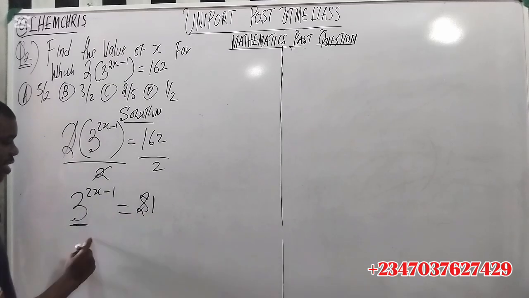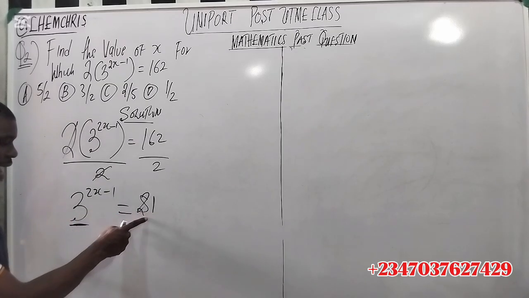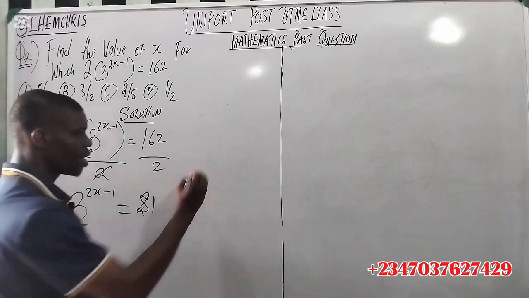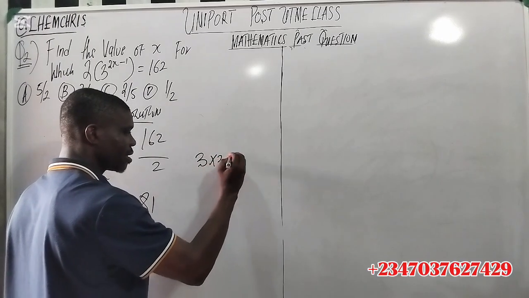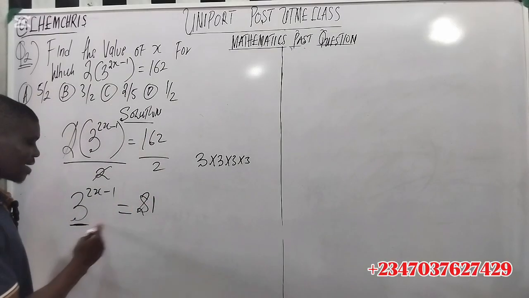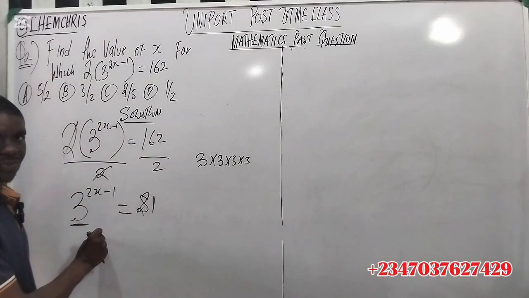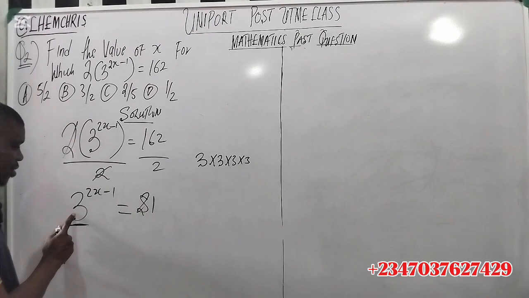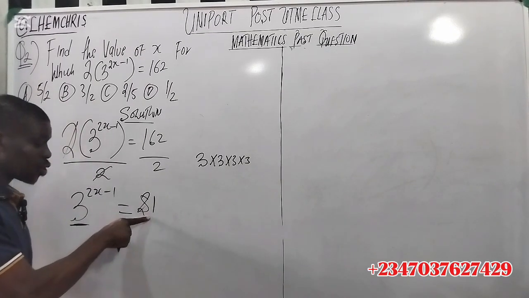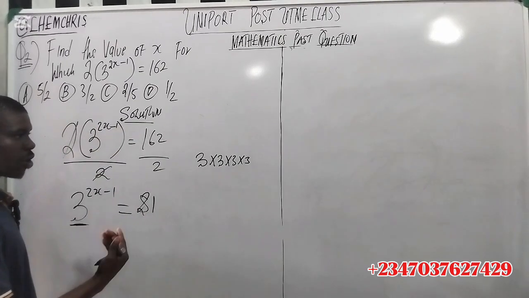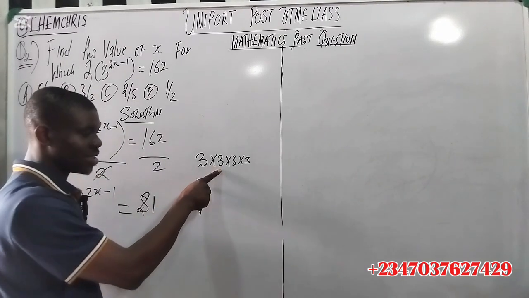How do we make these two the same? If you check very well, here is 3 and here is 81. Of course, I can make this 81 to be a power of 3, because 3 times 3 times 3 times 3. So whenever you have something like this, ask yourself, can these two have the same base? If here is 3, can I make this 81 have 3 as the base so I can have the power? Of course, you can do it. 3 times 3, 9.